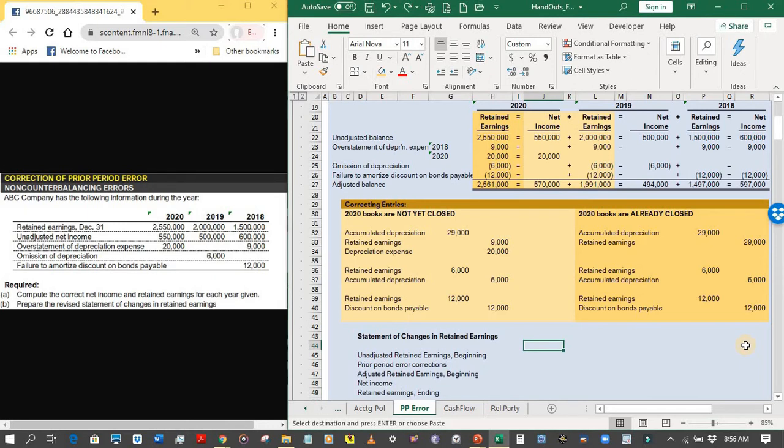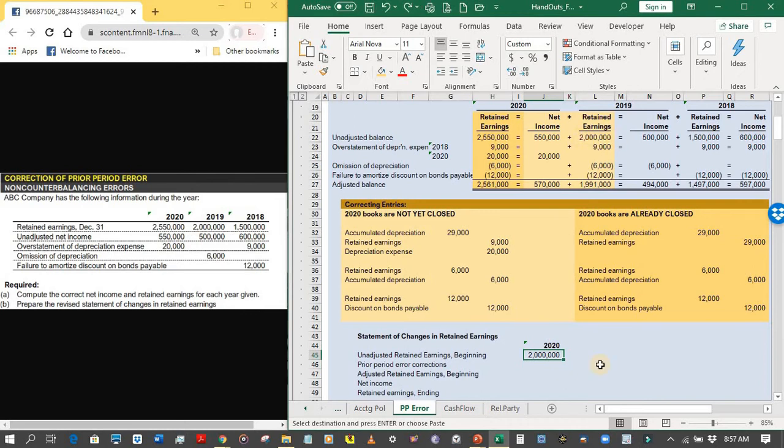So to start the 2020, the unadjusted retained earnings beginning is 2 million pesos. So this is the ending retained earnings in 2019. Of course, this will be the unadjusted beginning retained earnings in 2020.